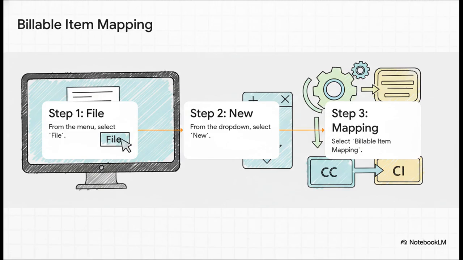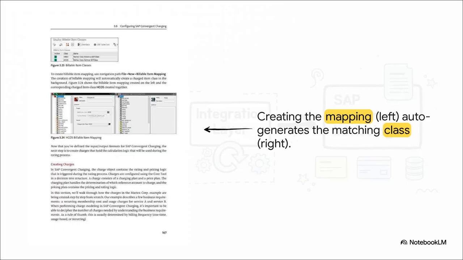As you can see, you just go to the menu, File, New, and then you select Billable Item Mapping. That's literally it. And here is the magic moment, the aha. When you select Billable Item Mapping, CC actually reaches out across the network to the CI system. It reads that BIT class blueprint you defined earlier, and then instantly it auto-generates a perfectly matching charged item class right there in CC. There's no manual work, no risk of human error. The bridge is just built for you automatically.